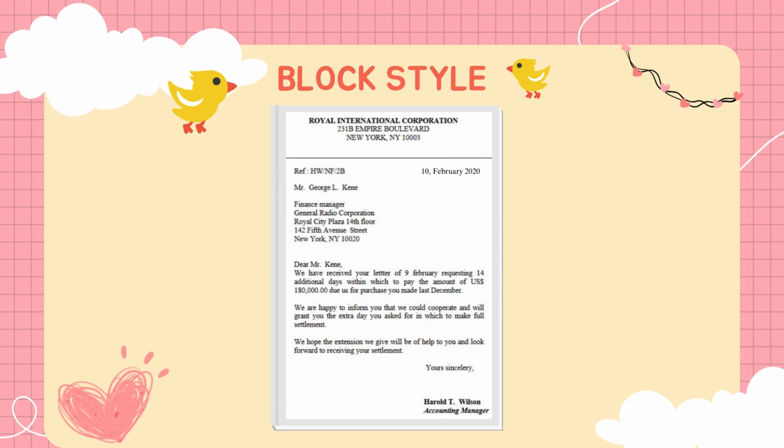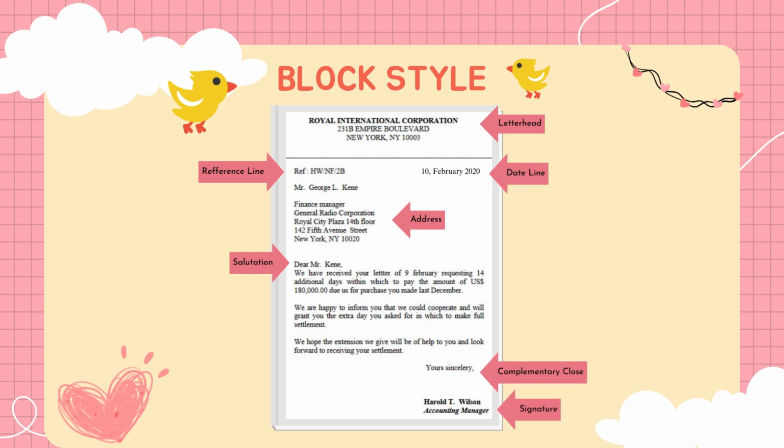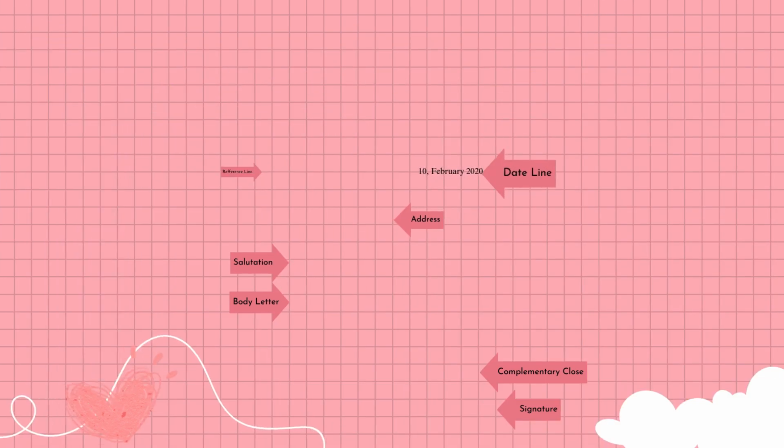Here is an example of a letter in a block style format. At the top of the letter, there is a letterhead, and on the left side of the letter, there is a reference line, address, and salutation. On the right side, there is a complementary close and signature.